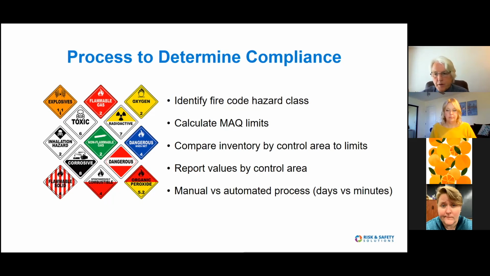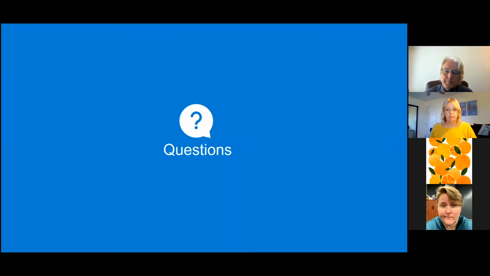I imagine some people on the call may have experienced this, but once you have all the data, once you have all the inventory in your hands, it takes days to go through and identify what the limits are and whether you've exceeded them or not. An automated process you can do instantaneously or in minutes. You still have to get the inventory. So I talked an awful lot. Let me take a breath and start looking at questions.